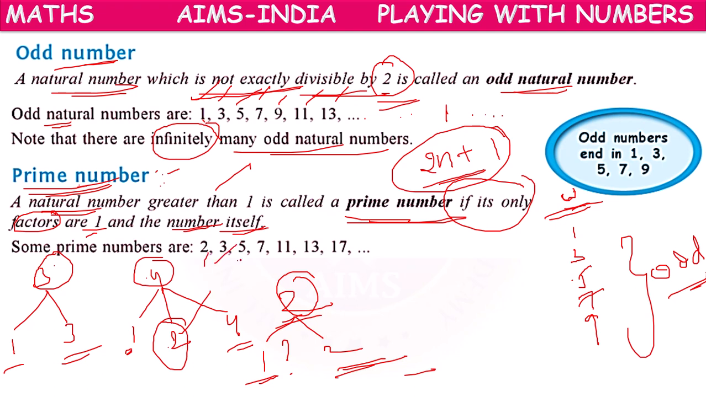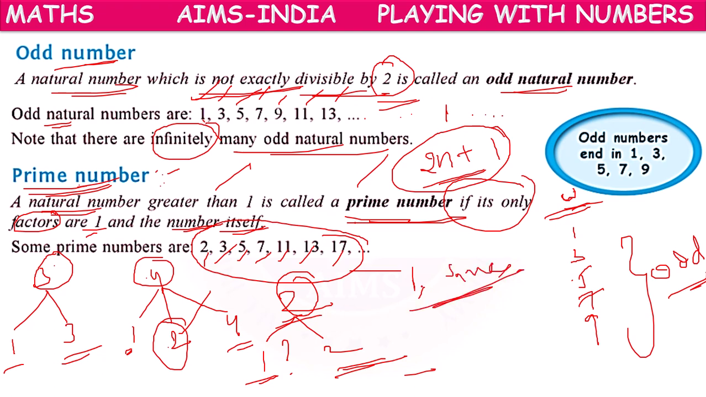So 2, 3, 5, 7, 11, 13, 17, these are all prime numbers. Why? They have only 1 as one factor and the same number as the other factor. So they are said to be prime numbers. But they should be greater than 1, because 1 is not a prime number, because the factor of 1 is only 1.